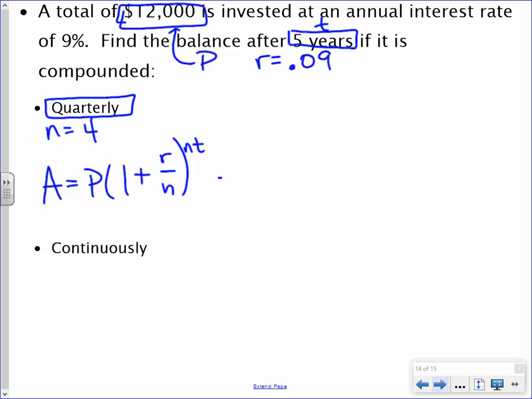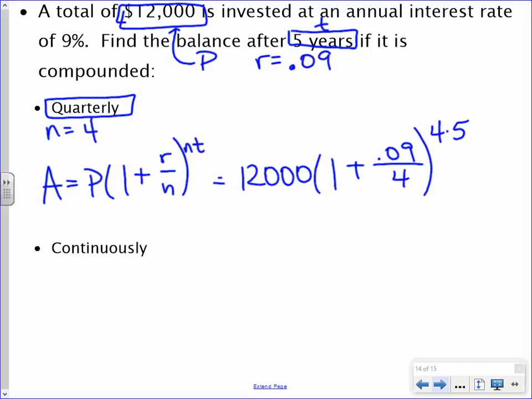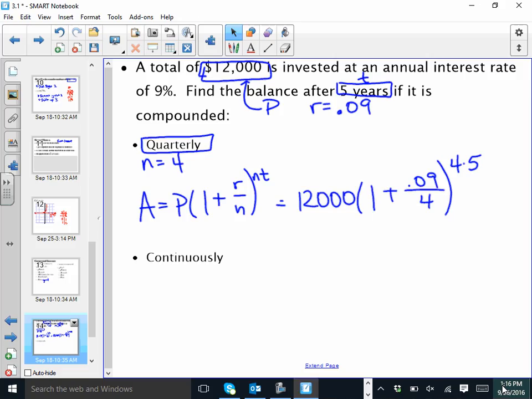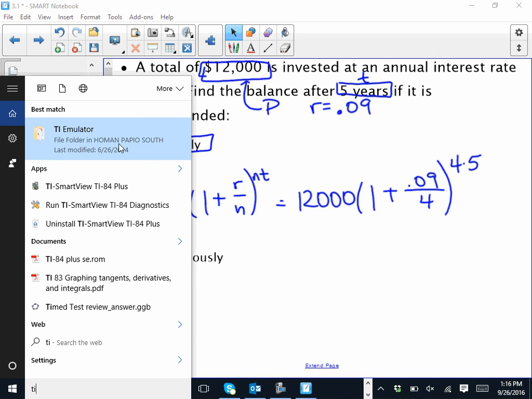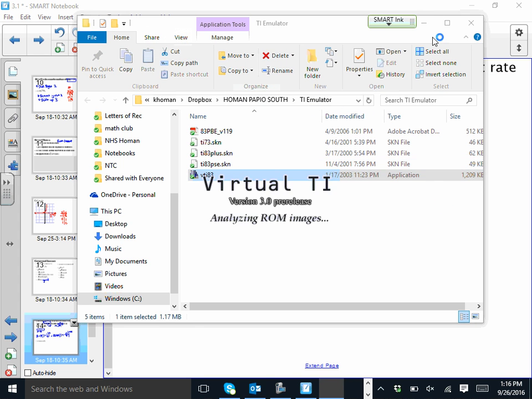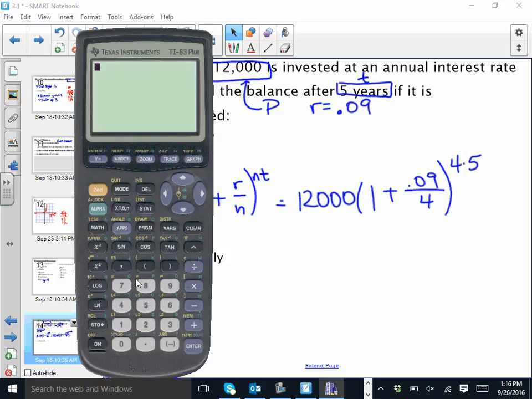Okay. So we have 12,000 times 1 plus 0.09 over 4 raised to the 4 times 5. Please use your fancy schmancy calculator to your advantage. Don't plug one thing in at a time. Okay, let me get my calculator up here. Okay, you can put this in all at once. Just be careful with your order of operations.